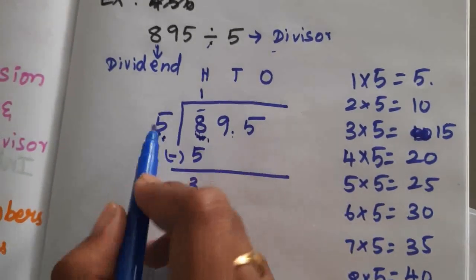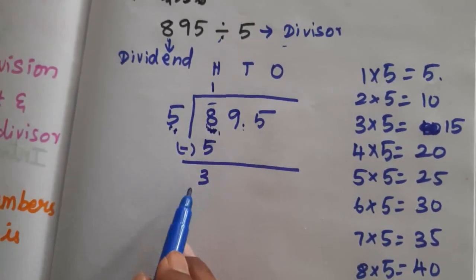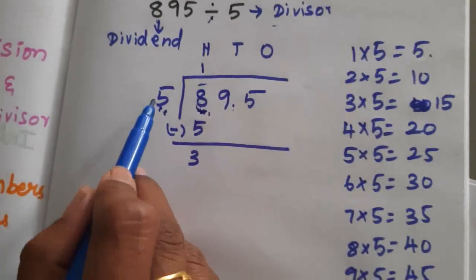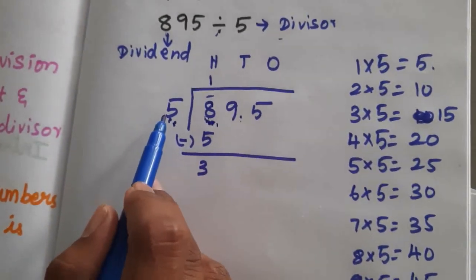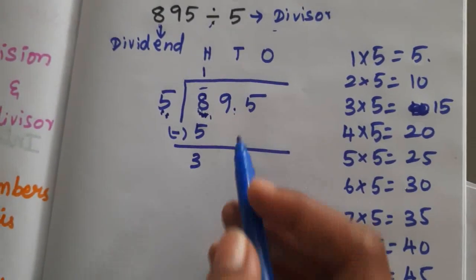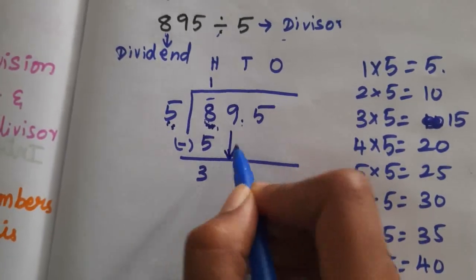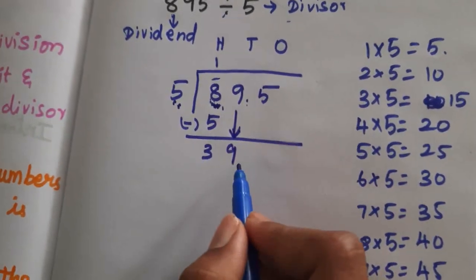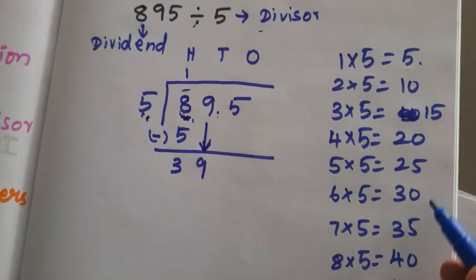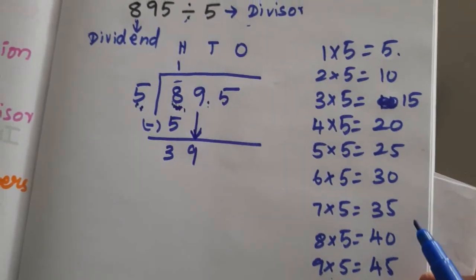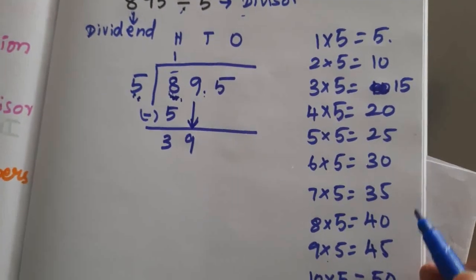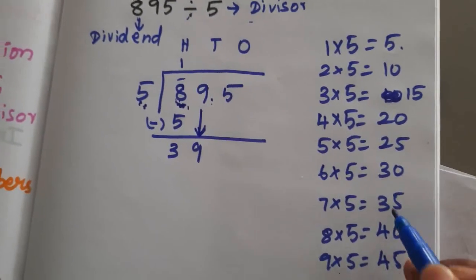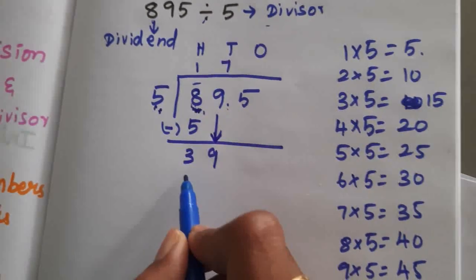So first you have to compare that answer with the 5. The divisor is greater, so here you have to use the next number, 9. So 39. See here, is any number 39 in the table? No. Nearest to 39? Yes, it's 7 times. You have to write that 7 times.